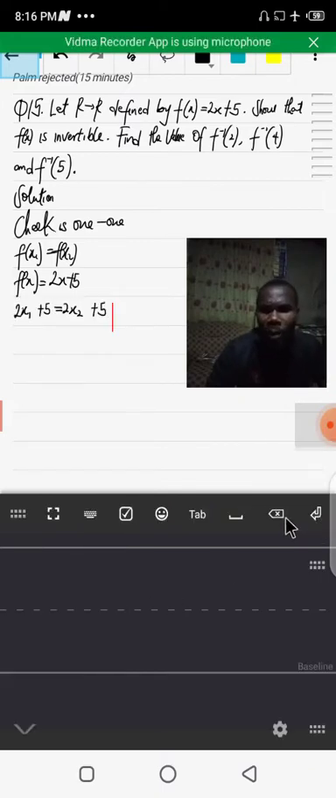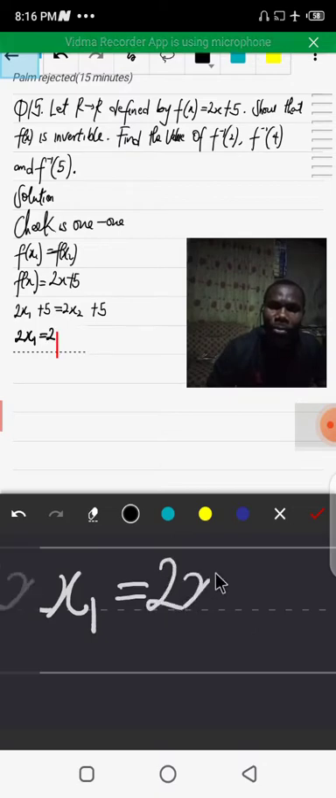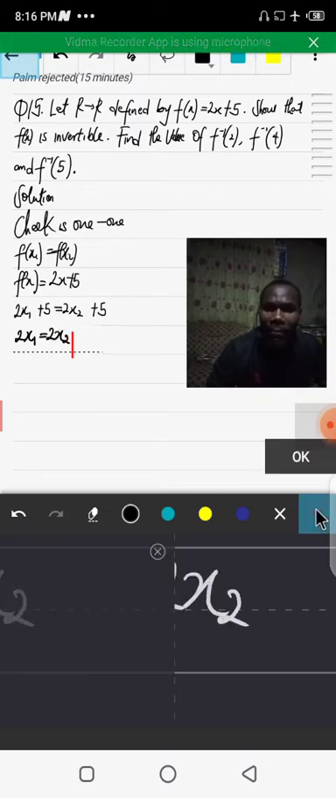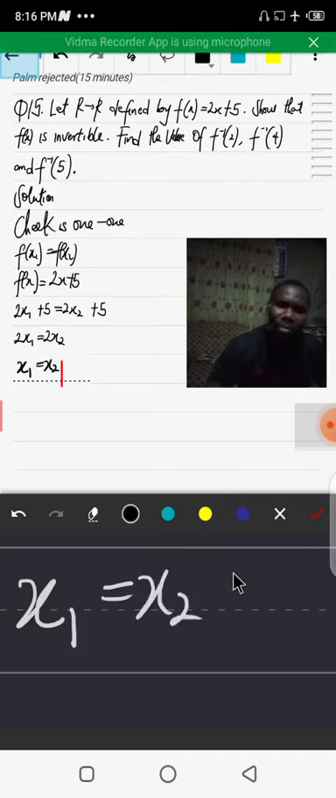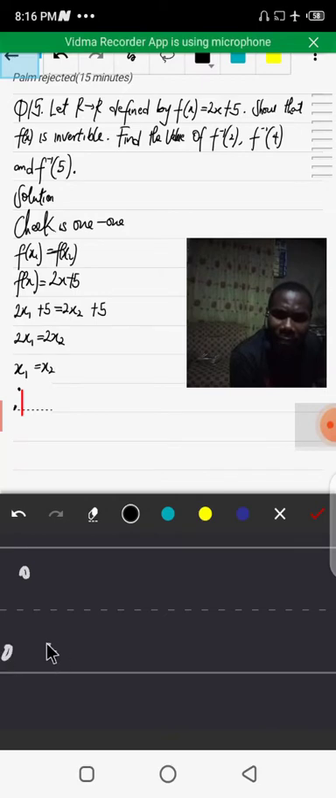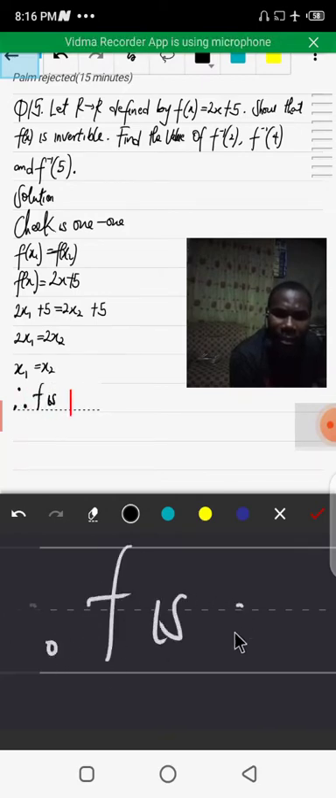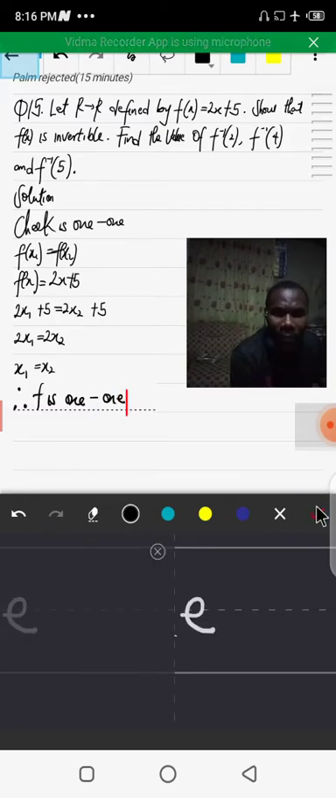By the time you equate this, you discover that 2x1 will be equal to 2x2. Therefore, x1 is equal to x2. Since x1 is equal to x2, therefore f is one to one. That is the first stage.